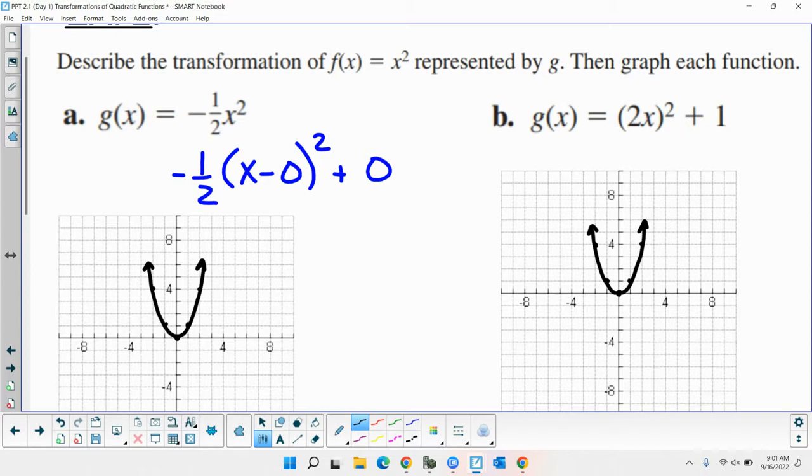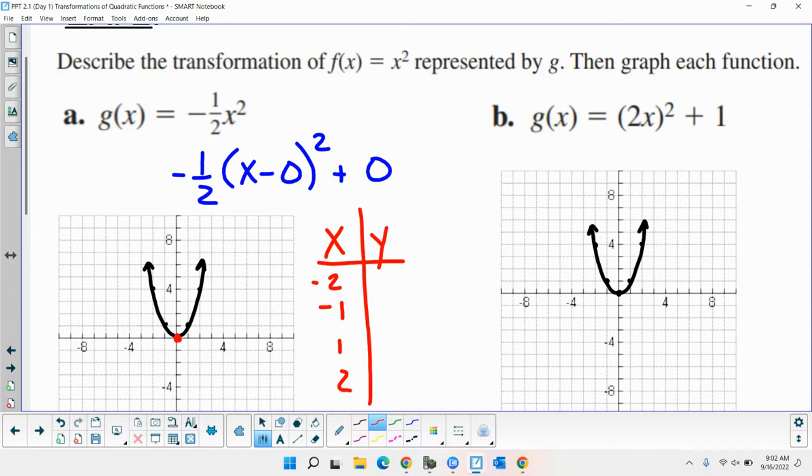So, this negative out front of the whole thing means to do what? Reflect it or flip it. So now it's going to go down. It's still going to be the same vertex, 0, 0, because the h and the k are both zeros. Now, the negative 1/2, if you're having trouble seeing what's going on, just put in numbers. Let's just do negative 2, negative 1, 1, and 2. We know it's 0, 0.